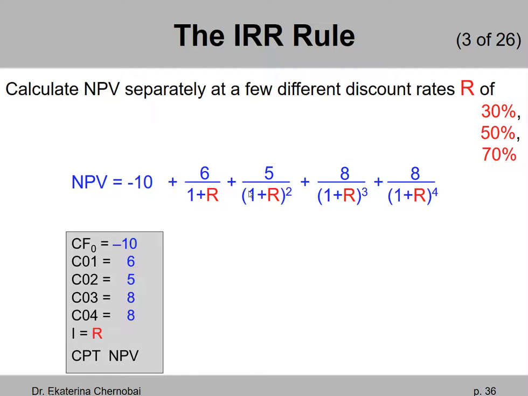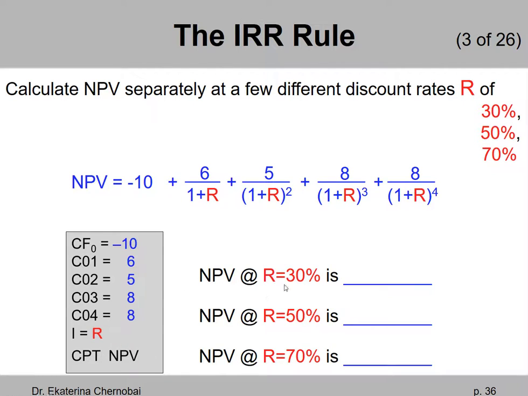Or of course, you can do it in the financial calculator. Cash flow case, one step. You enter cash flow 0 as -10, cash flow 1 as 6, cash flow 2 as 5, cash flow 3 as 8, and cash flow 4, also 8. And then when it asks you for the I, that's your rate. So that rate, you will first try 30, right? And then compute NPV.